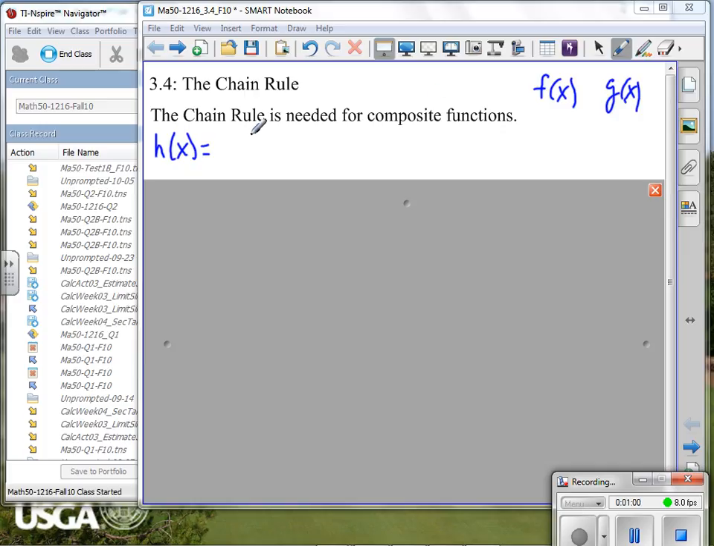Okay, so let's see what we came up with. Heather, what's one way that you wrote? Do you know what a composite function is? Okay, we have to know that in order to go further in here. Heather, what about you? Okay, f of g of x. Okay, that's one way we could do that. Let's take a look at this.